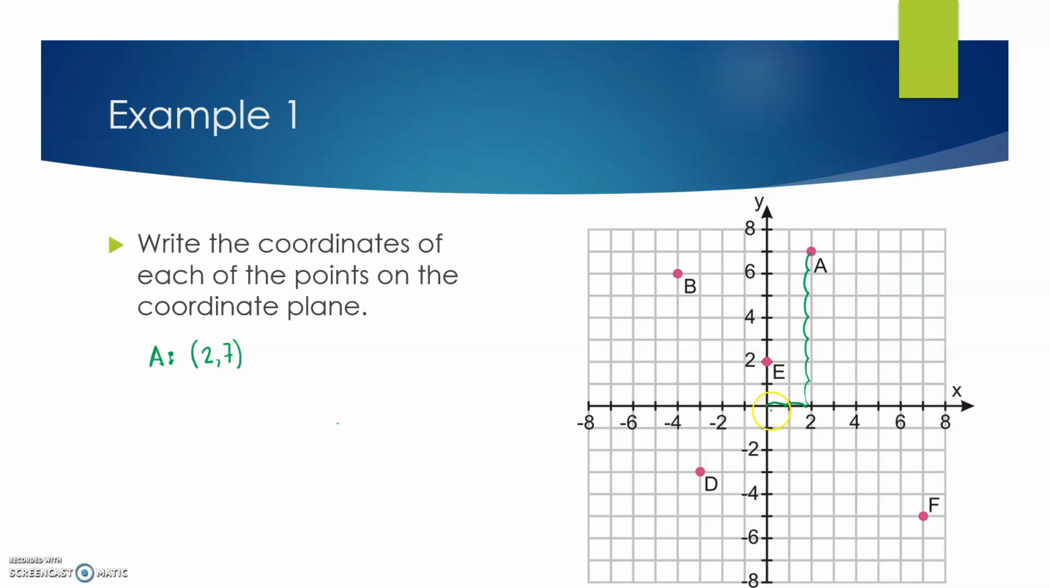Notice that for both of these, I moved in the positive x and positive y. So both of my numbers are positive. Now let's look at point B.